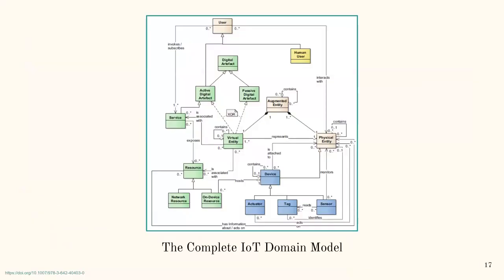Here is a complete picture of this domain model. There are some other things I did not introduce, specifically services and resources. Users can invoke or subscribe to services, and services can expose resources.